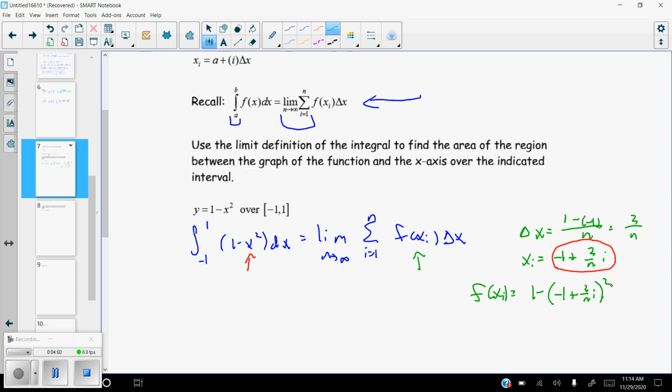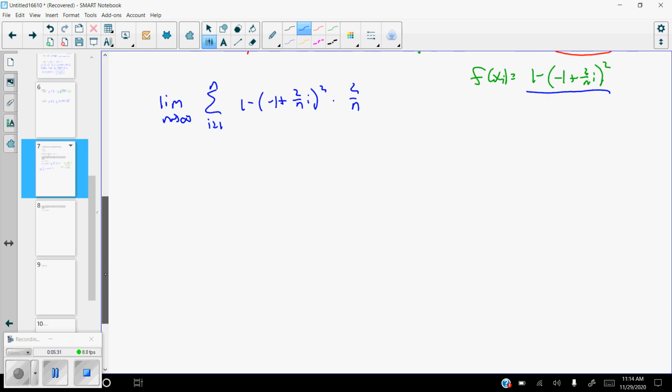Okay, now I have everything I need to evaluate my limit of sums. So I'm going to take the limit as n goes to infinity of the sum as i goes from 1 to n of f of x sub i, that's this, 1 minus negative 1 plus 2 over n times i, squared, times delta x, but delta x is 2 over n. All right, let's simplify all this, and then we should be able to use our properties to figure out this limit.